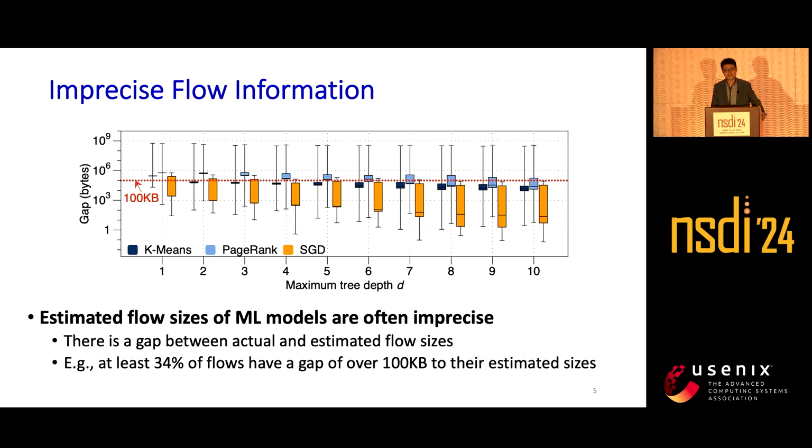Let's first see what imprecise flow information means. In recent years, many researchers have shown the possibility of learning flow size information from past traces using machine learning techniques. But the estimated flow sizes of the machine learning models are often imprecise, so there is always a gap between the actual and the estimated flow size. We used a popular machine learning technique, random forest, over 3 public workloads: K-means, PageRank, and SGD. We found that at least 34% of the flows have a gap of over 100 kilobytes to their estimated size.